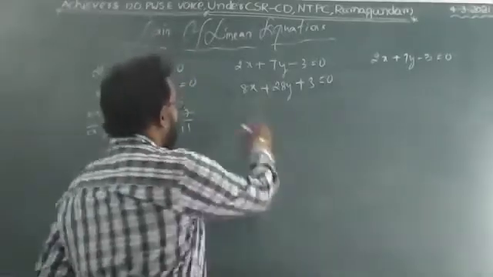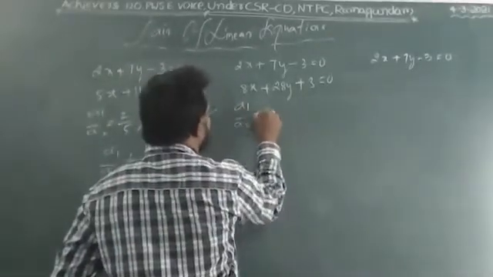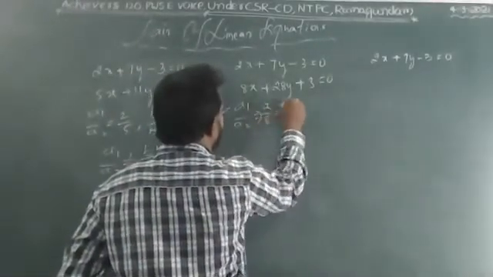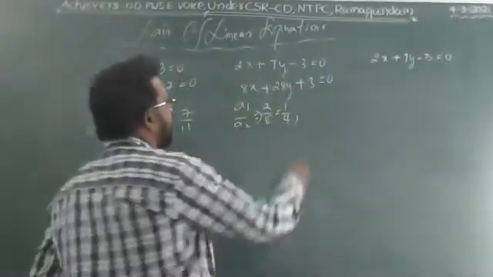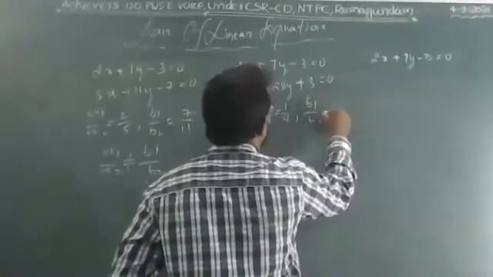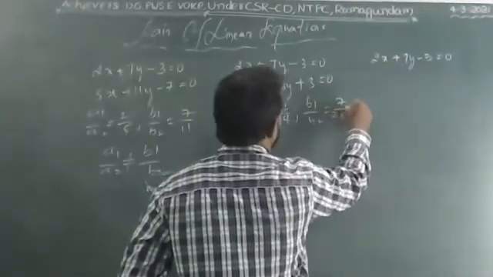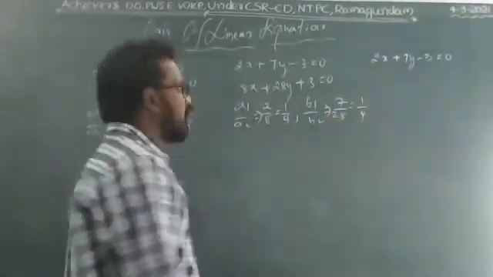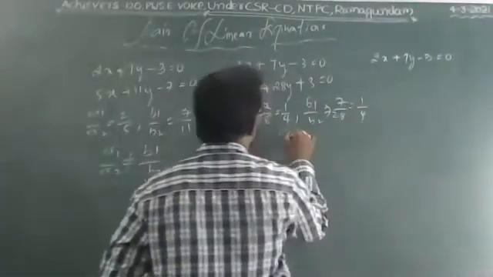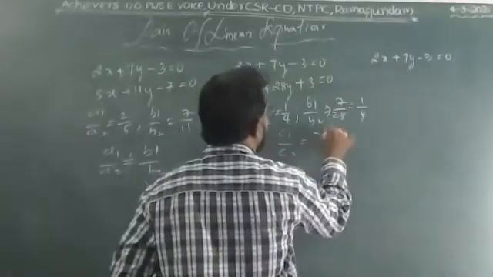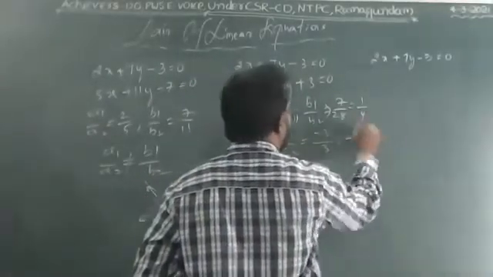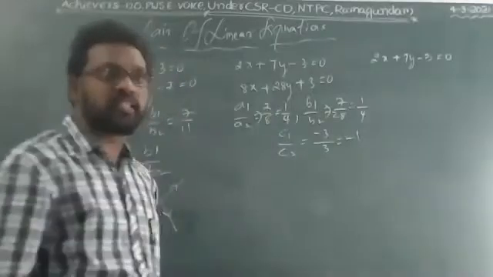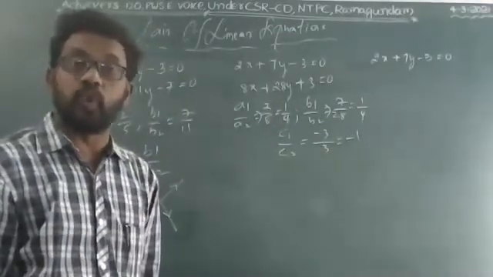Now see here, a1 by a2 is equal to 2 by 8, which you can write as 1 by 4. And here b1 by b2 is equal to 7 by 28, which is also 1 by 4. What is c1 by c2? c1 by c2 is equal to minus 3 by 3, which is nothing but minus 1.